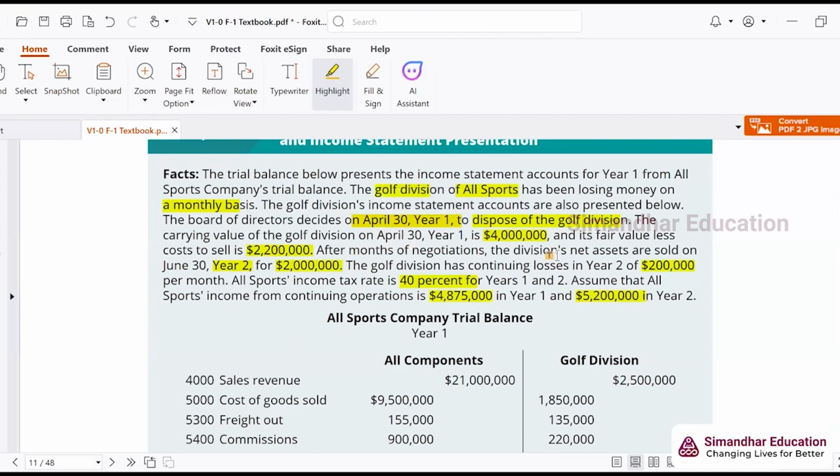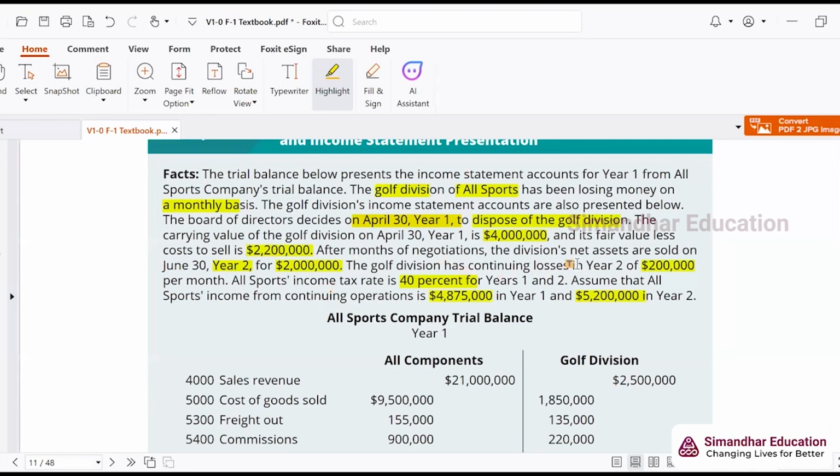After months of negotiation, the division's net assets are sold on June 30th of year 2 for 2 million. Okay. We said we want to sell, so we calculated the amount. That amount came to 2.2 million on the 30th of April. But when we sold it, we could sell it only for 2 million. We sold it in the next year. So that is the difference.